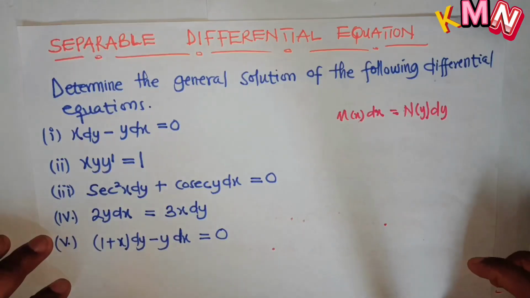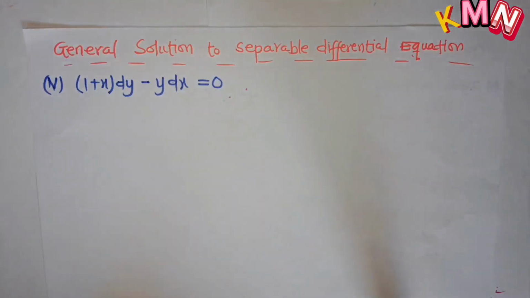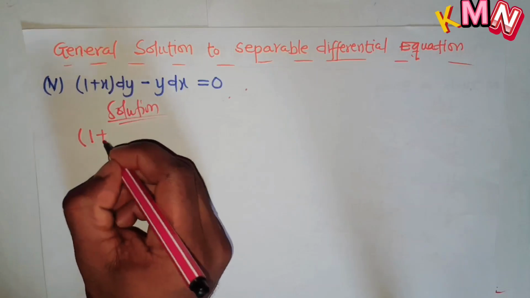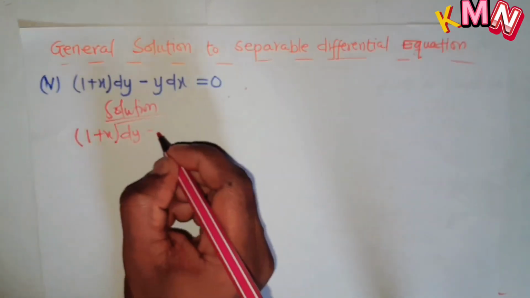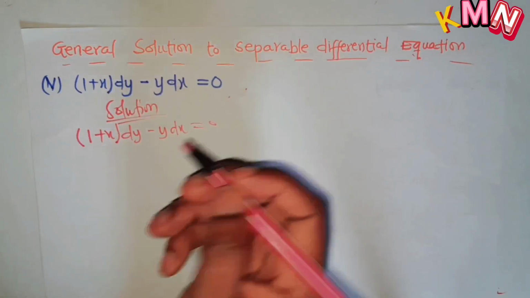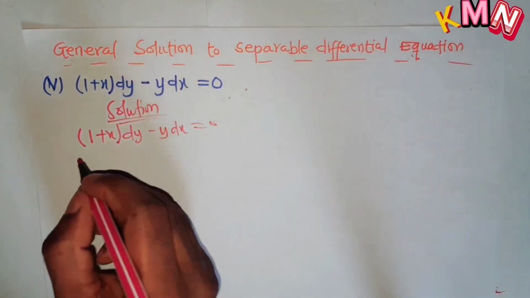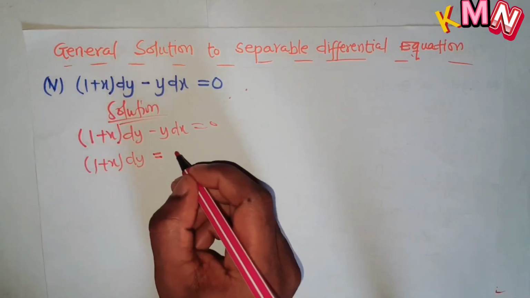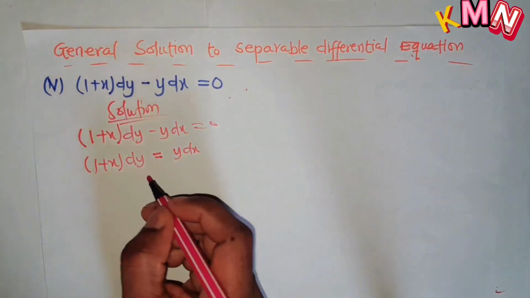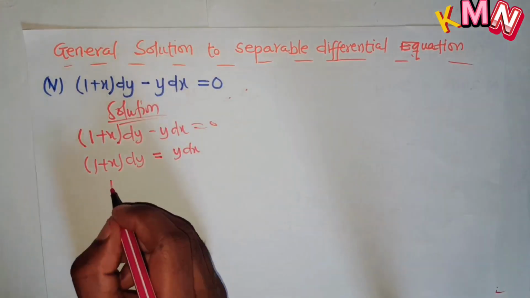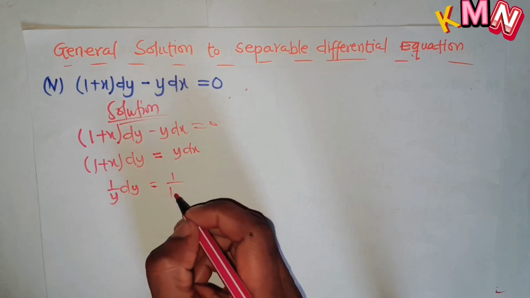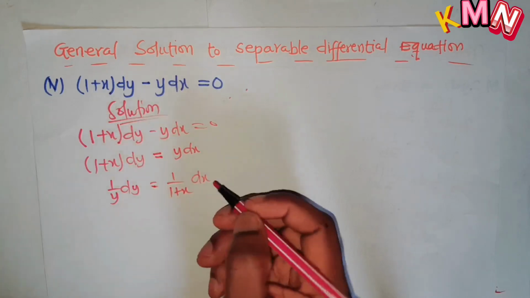Find the general solution of 1 plus x dy minus y dx equals 0. So now let's do the separation. Let's move this to that side. 1 plus x dy equals y dx. So separating, we are going to get 1 on y dy equals 1 on 1 plus x dx.